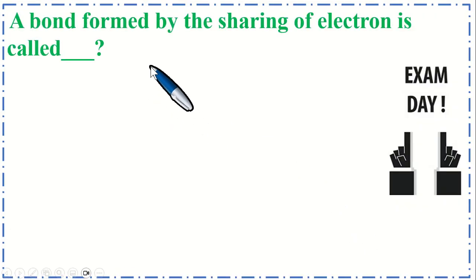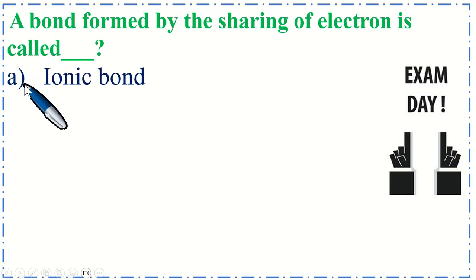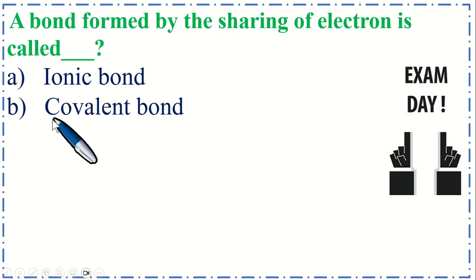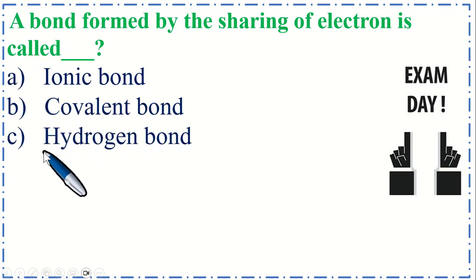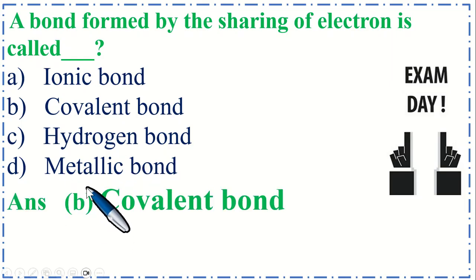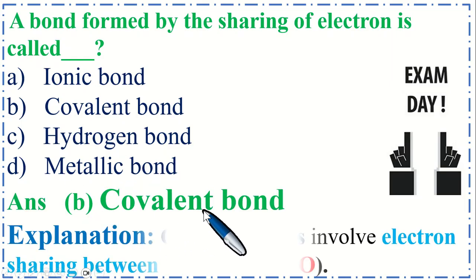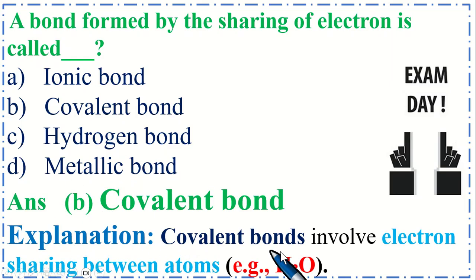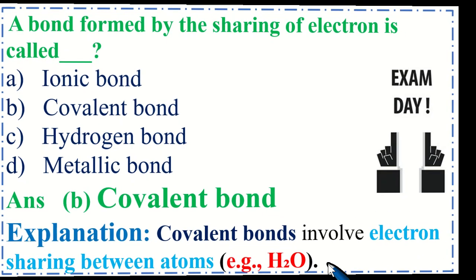A bond formed by the sharing of electrons is called dash. Option A, ionic bond. B, covalent bond. C, hydrogen bond. And option D, metallic bond. So the correct option is B, covalent bond. Covalent bonds involve electron sharing between atoms. For example, H2O.